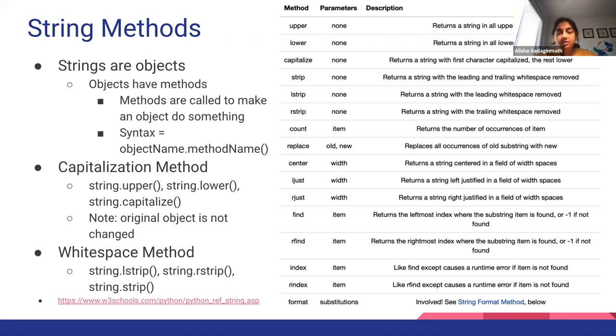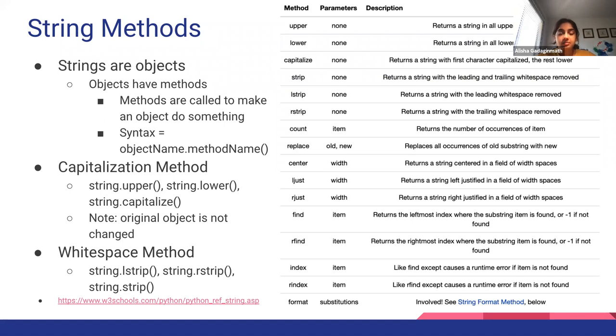However, you have to note that the original object is not changed. In order to do that, you would have to set your variable equal to the syntax of calling a method in order to actually change the original object. But if you just call the method, then the original object is not changed.